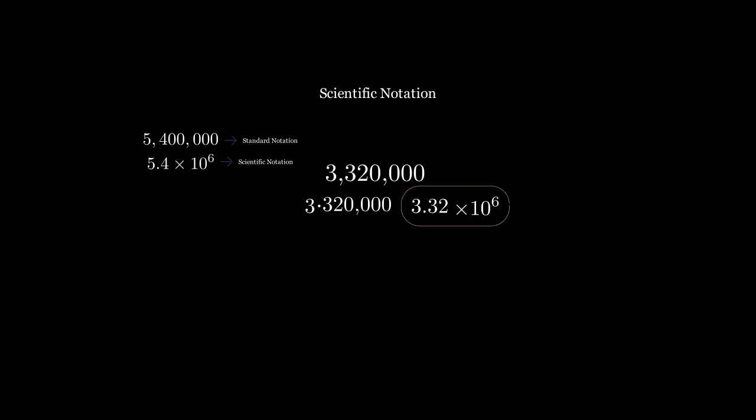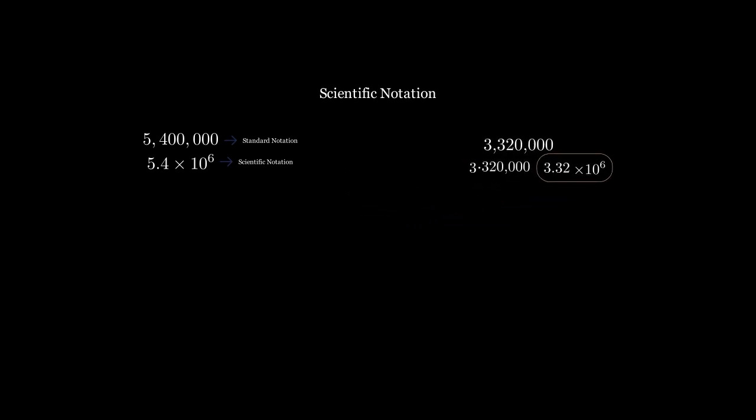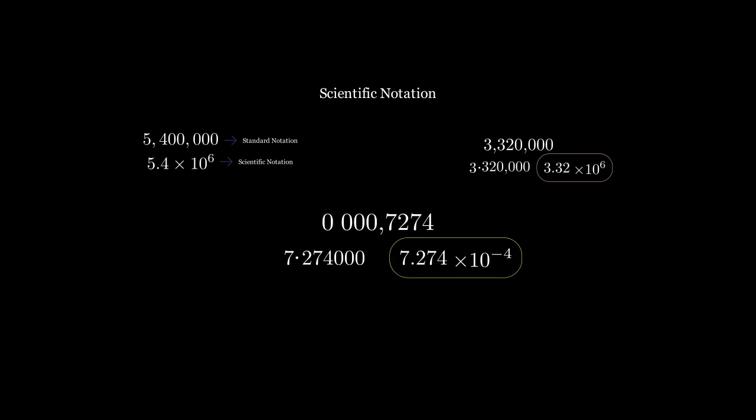Now let's see an example of a number with a negative exponent. So let's say we have this number in standard notation. The first step is to move the decimal point to the right until there is only one non-zero digit to the left of the decimal point. The reason we move the decimal point to the right is that the number is less than 1. So we move the decimal point 4 places to the right to get 7.274.